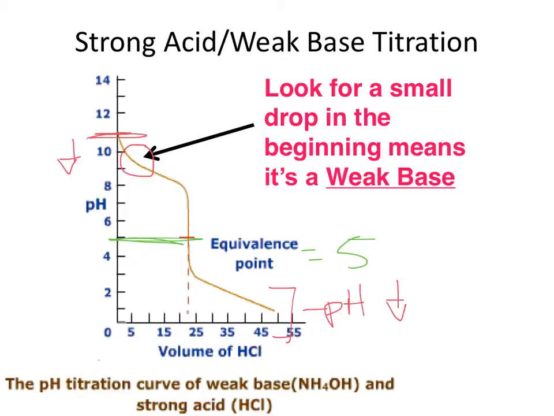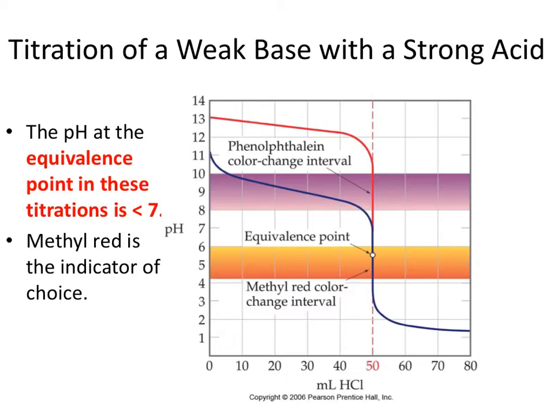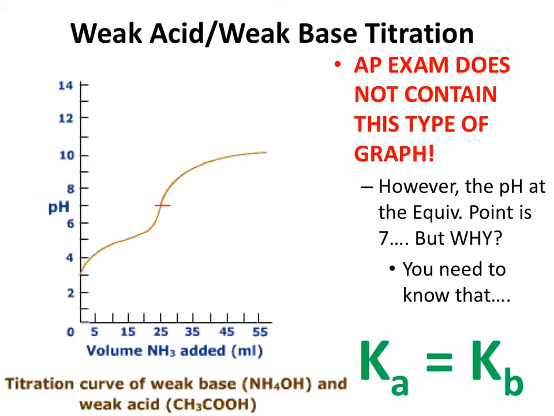Strong acid versus a weak base. The last. All right, so could I see this one with my eyes? Why? The equivalence point occurs within a color change region of which indicator? Methyl red. And then the last one.